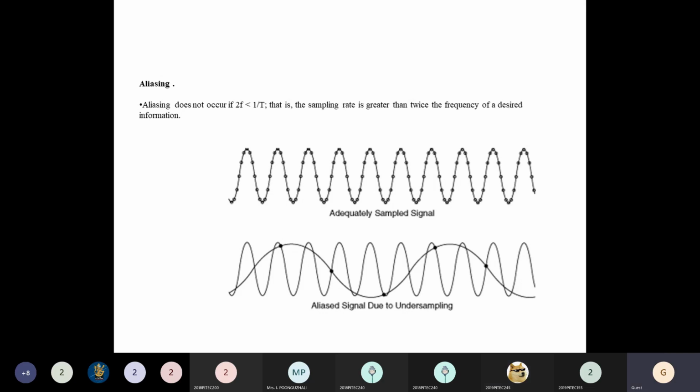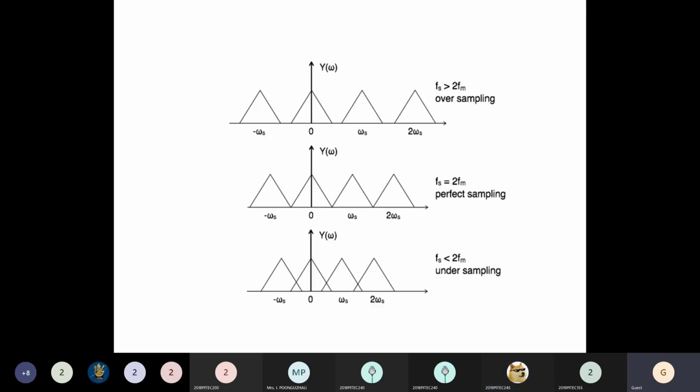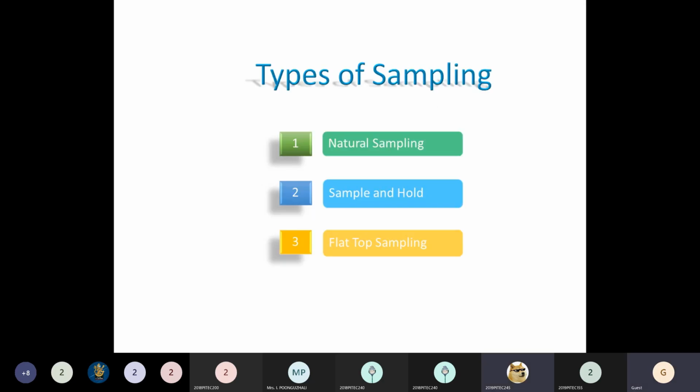Look at the waveform. You can easily understand the adequately sampled signal and the aliased signal due to undersampling. So this is the spectrum of the oversampled signal, perfect sampling and undersampling. Types of sampling: we have three types, that is natural sampling and flat top sampling, which is the important classification. The third one is the sample and hold method. The most problems will arise under natural sampling and flat top sampling.